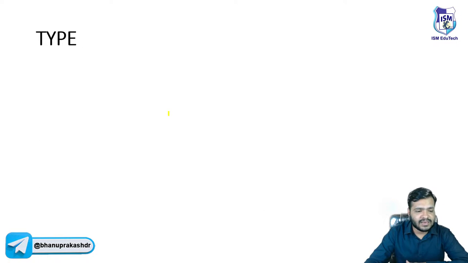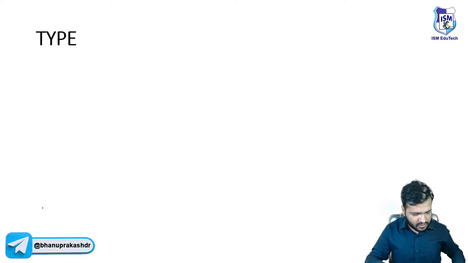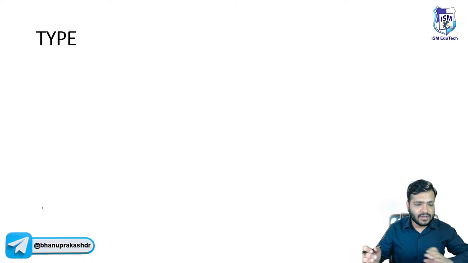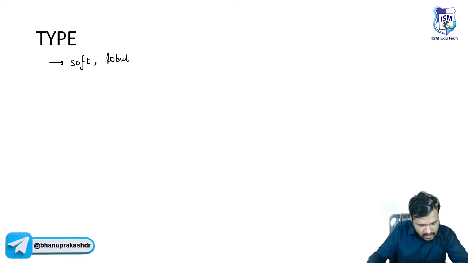So, let us start with the type. Everyone remember, can anyone tell me in the chat box, pancreas is a type of which gland? I'm waiting for your answers in the chat box. Meanwhile, remember, beta, it is a soft lobulated gland.